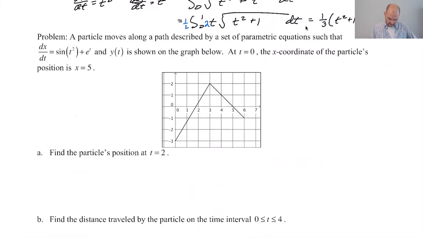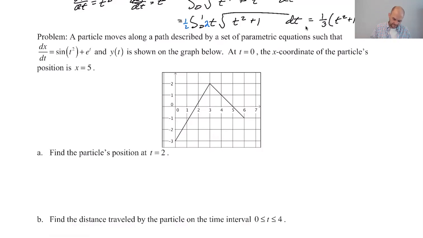Okay. A particle moves along a path described by a set of parametric equations such that dx dt is that beast. I don't know, this has no simple antiderivative. This needs to be a calculator question if you're going to find things. And then y of t, not dy dt, y of t, the actual y, is shown on the graph below. That's interesting. At t equals 0, we know that the position of x is 5.